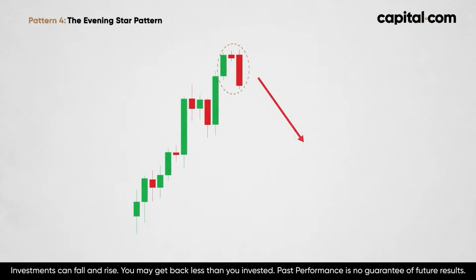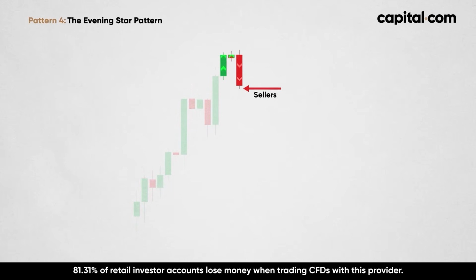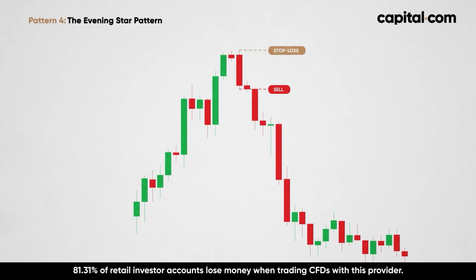This is because the evening star shows the shift from strong buying to complete loss of momentum, and finally to sellers taking control. The green candle shows aggressive buying. The second candle shows buyers slowing down and losing strength. The third red candle confirms that sellers have stepped in, pushing the price down and reversing the trend. A common trade setup is to enter a sell trade below the red candle's low and place a stop loss above the high of the second candle.